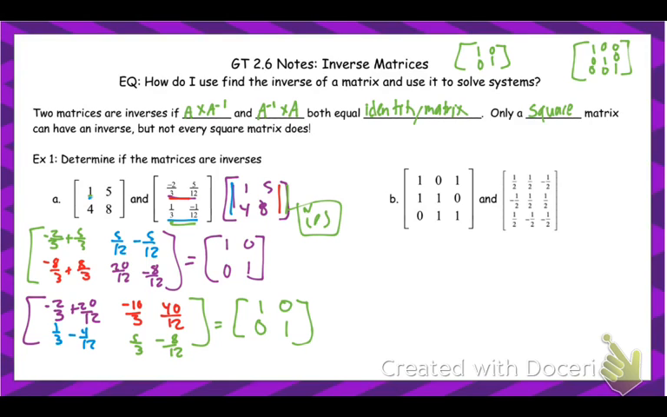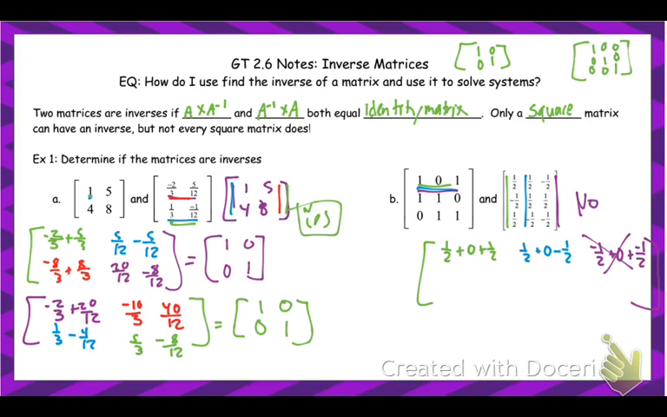All right, so now looking at B, we'll try the same thing. First row, first column, that gives me 1/2 plus 0 plus 1/2, which is 1, which is what we want in that top corner. First row, second column, 1/2 plus 0 minus 1/2, which will give us 0, which is what we want in that spot. First row, last column, negative 1/2 plus 0 plus negative 1/2. So that's going to give me a negative 1, which is not part of the identity matrix. So at that point, we know that those are not inverses of each other.